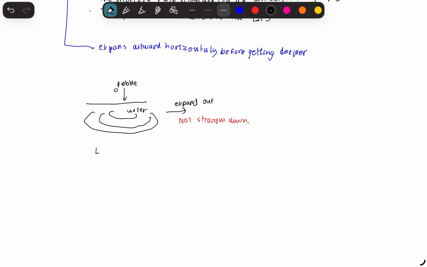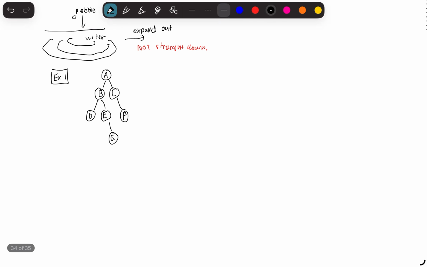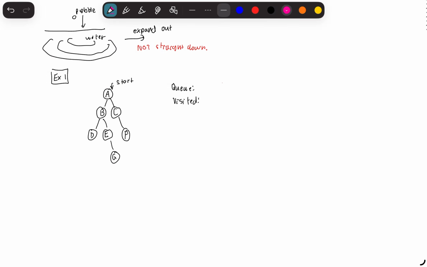So let's consider an example. So we have a tree like this. Let's start our BFS here. So at A, what is our queue going to look like? And what will we have visited? So our queue is going to have A, and we're going to have visited A.